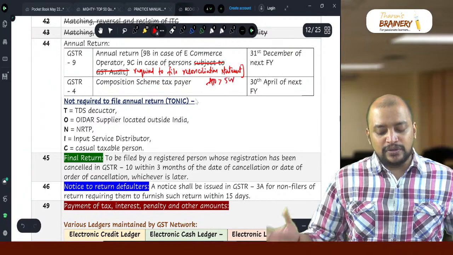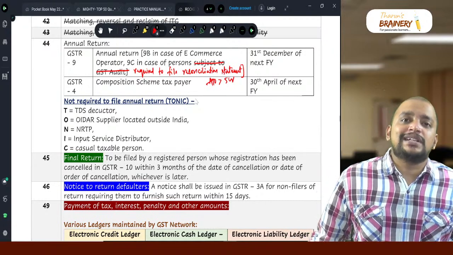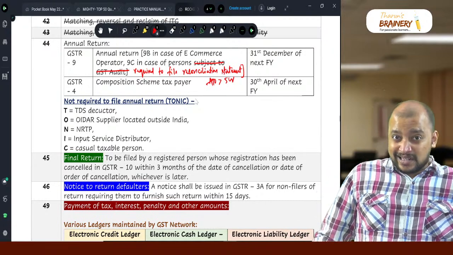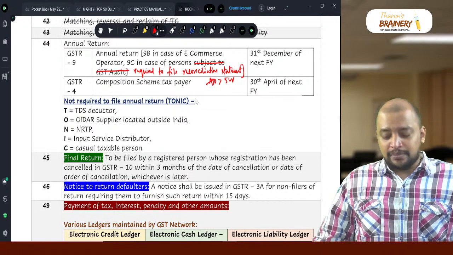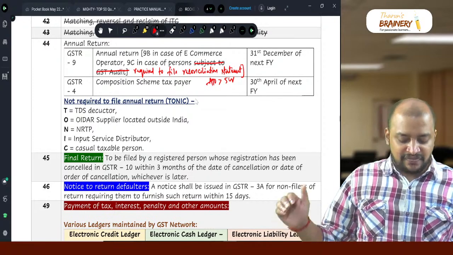Whenever aggregate turnover exceeds 5 crores, they are required to file a reconciliation statement. That reconciliation statement is in GSTR-9C. It has the same time limit, 31st December of the next financial year.